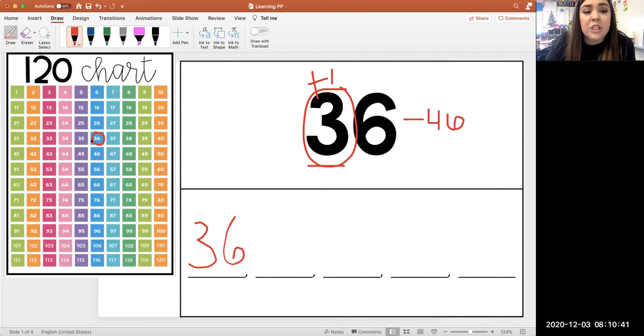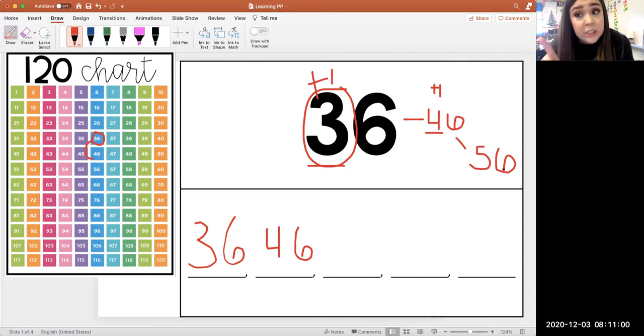So I'm gonna move down and I'm gonna jump down. What's my next number? Was I right? 46, okay? And then again, if I wanted to change 46 and add a 10, that means I'm gonna do 4 plus 1, which would be 5. So this number would be 56. The 6 is not changing, just the 10s.